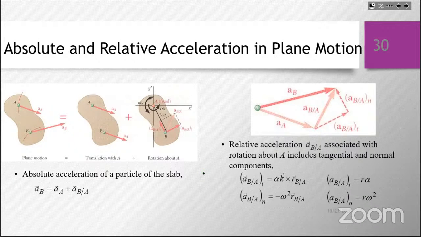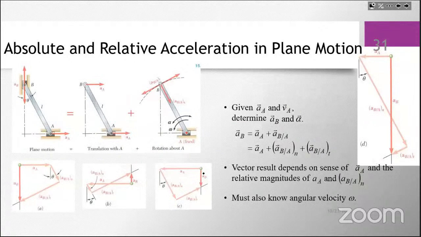In that regard, remember that our normal acceleration will always point back towards the center of rotation, and our tangential acceleration will always be tangential to the path. Tangential acceleration is going to be due to our angular acceleration in the same way that our tangential velocity was due to our angular velocity. And our normal acceleration is actually a function of our angular velocity.